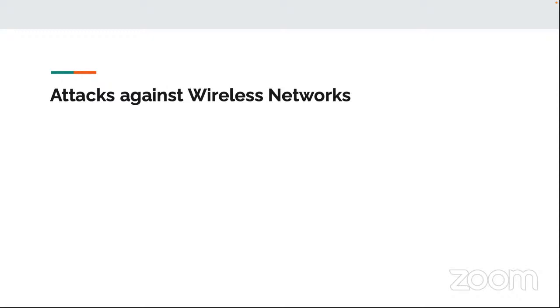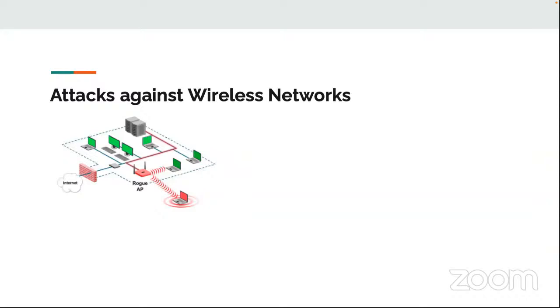How does an attacker attack a wireless network? Well, the first one is a rogue access point. This can be intentional or unintentional. A rogue access point is any access point that's been added to your network, either intentionally or not.